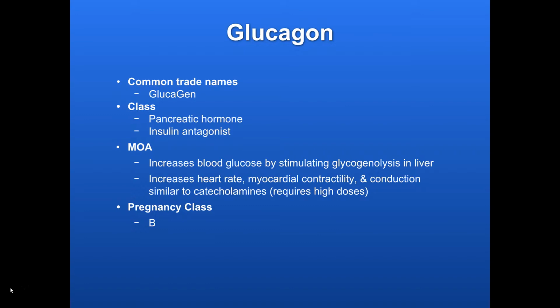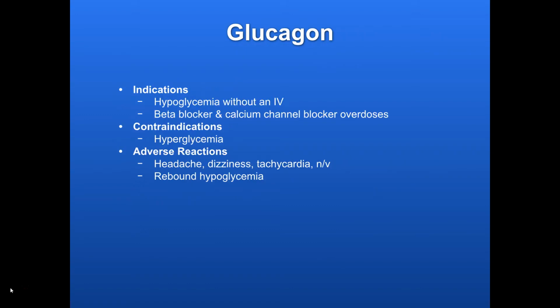Pregnancy class is B. Indications, our main indication with it is hypoglycemia without an IV. So we've tried to get an IV on this diabetic wake up, and then we can't do it, so that's kind of our backup go-to. If we can't give dextrose, we'll just give them some glucagon.